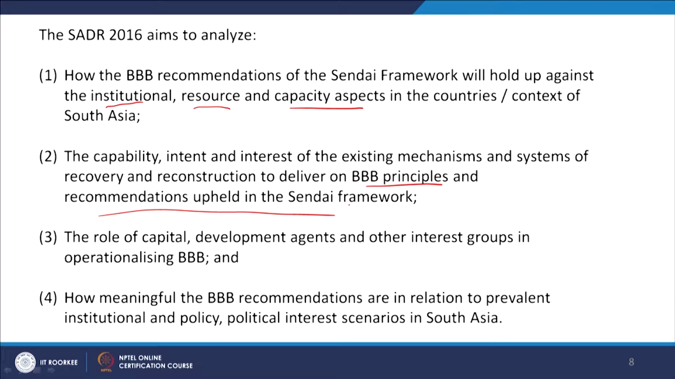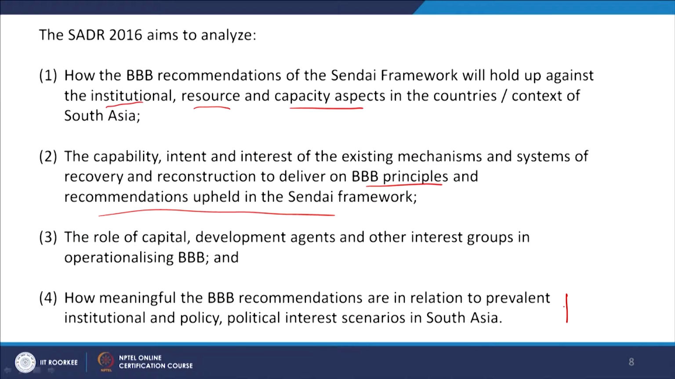The role of capital, development agents and other interest groups in operationalizing, so it's talking about the implementation aspect, how these different capital and development agents are able to organize themselves to deliver and operationalize Build Back Better. Then the last one is how meaningful the BBB recommendations are in relation to prevalent institutional, policy and political interest scenarios in South Asia.